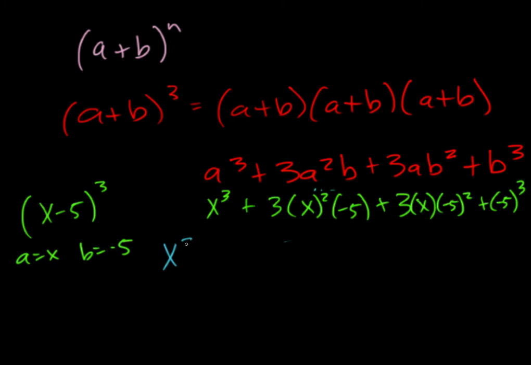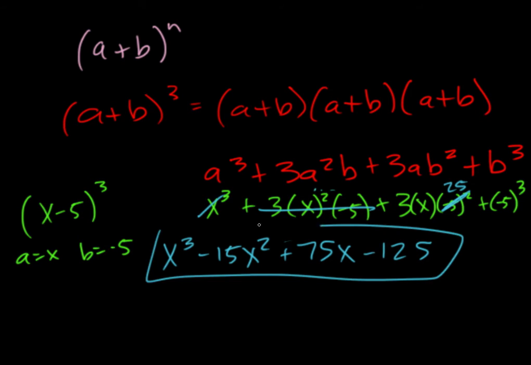Simplifying this, we just get x cubed. Negative 5 times 3 is going to be negative 15. Then we have x squared. Negative 5 squared is positive 25. 25 times 3 is 75. And we have our x. And we'll get negative 125. Once again, this is equivalent to this. It's the binomial expansion.